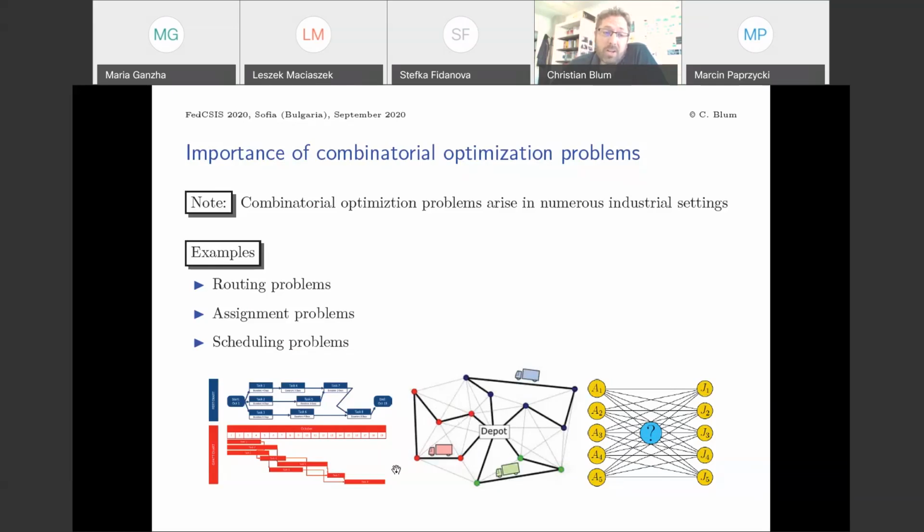Another large class of problems are scheduling problems. So this here is a Gantt chart. Usually people use Gantt charts in order to visually present solutions to scheduling problems. There you have tasks. Maybe you have to give an order to the tasks. You have to assign them to machines and so on. Okay. There are different optimization criteria like makespan, for example. So you want to finish all the tasks in the shortest time possible and so on. Okay. So this is just to give you a flavor about the problems I'm talking about.